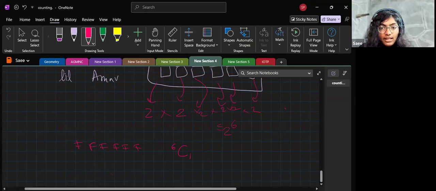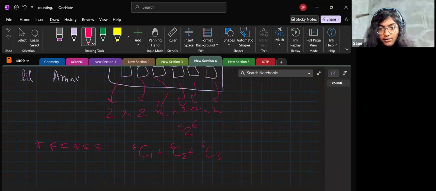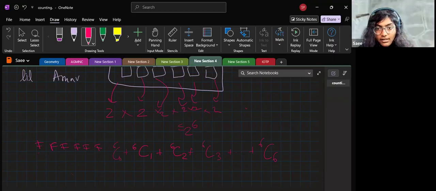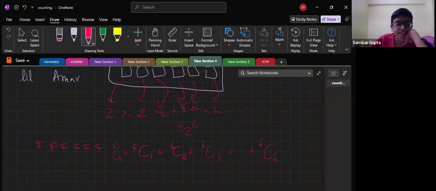How many ways are there that you can choose two switches to turn on? That's going to be 6 choose 2. How many ways are there that you can choose three switches to turn on? That's going to be 6 choose 3. And so on and so forth, until how many ways are there that you can choose 6 switches to turn on? There's basically just one way, 6 choose 6. So this is also another way of counting the same thing, right?